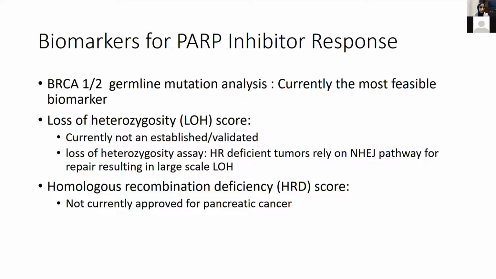And there are also other genomic signatures that can be detected by computational methods, not only the loss of heterozygosity score, but another genomic signature called the homologous recombination deficiency score. This is currently approved for PARP inhibitors in the context of ovarian cancer, but it's not currently approved for pancreatic cancer, though it might be in the near future.